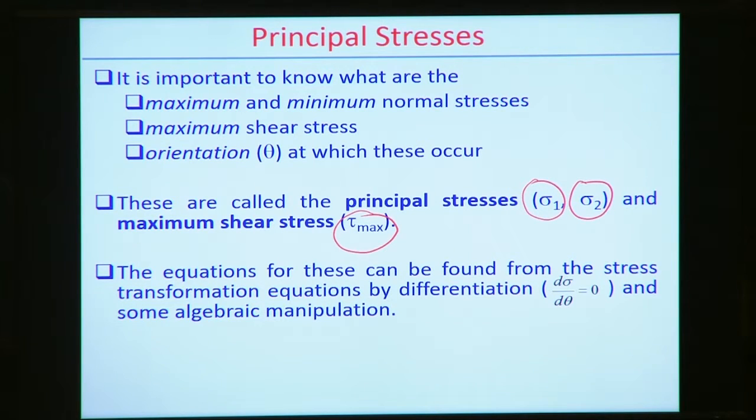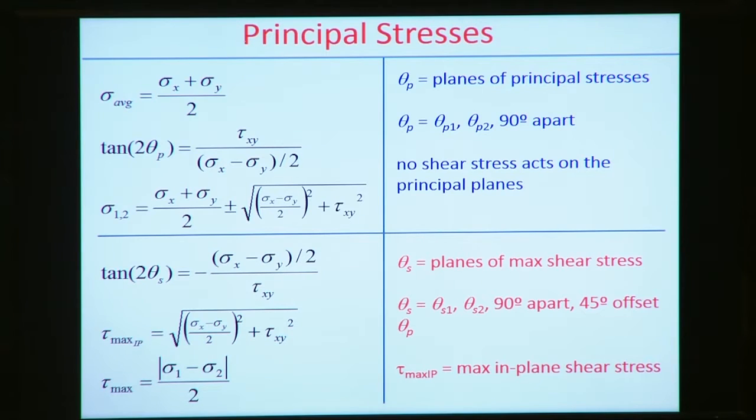Actually the equations for these cases are found from the stress transformation equation by setting d sigma by d theta equal to 0, where theta is the angular orientation. From here, with some algebraic manipulation, we can find all these maximum and minimum stress values, which are specifically called the principal stresses. So what are the principal stresses? Let us look into that part.